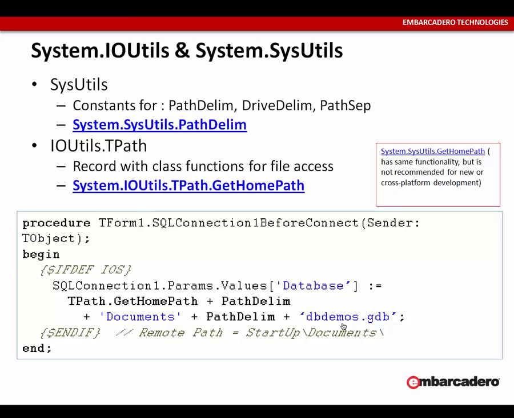So if we look at this example where we dropped a SQL connection onto our form, to tell iOS where this file actually exists, I'm using an ifdef conditional, and I have TPath.GetHomePath plus path delimiter plus Documents plus path delimiter plus the name of the file I want to store on my iOS device. So for an iOS device, TPath.GetHomePath will give us the remote path on an iOS device of startup. So we have startup / documents / and then the final name of the file.